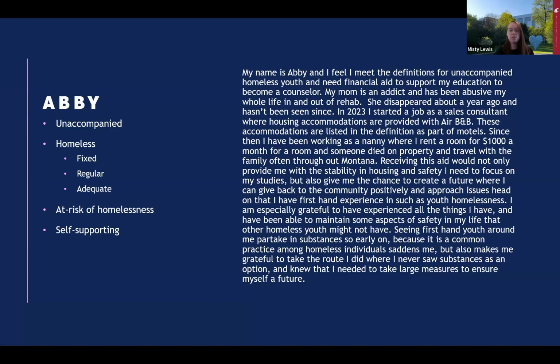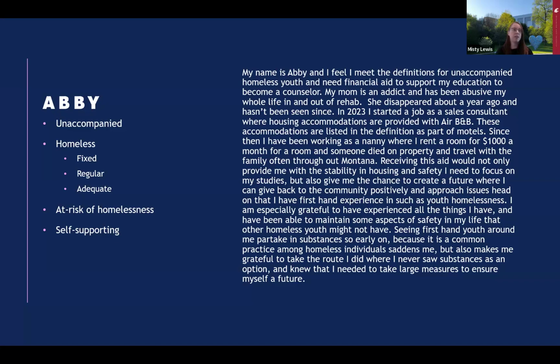Seeing firsthand youth around me partake in substances so early on because it is common practice among homeless individuals saddens me, but also makes me grateful to take the route I did, where I never saw substances as an option and knew that I needed to take large measures to ensure myself a future.